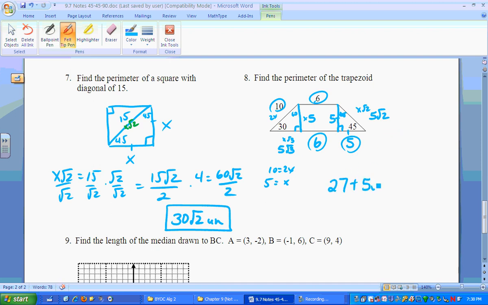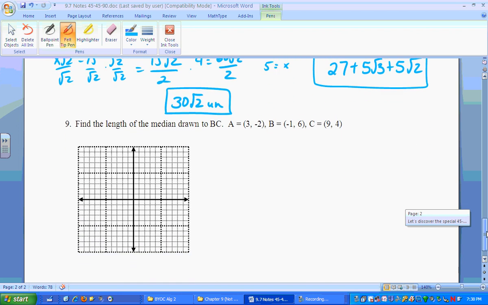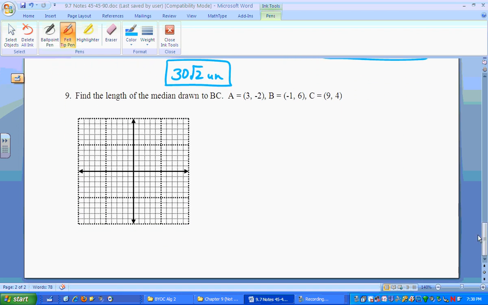We have a 5 root 3. We also have a 5 root 2. These cannot be combined, so your perimeter is left at that. And yes, it is possible for you to get something like that on an assessment that we will be doing. Lastly, find the length of the median drawn to BC.